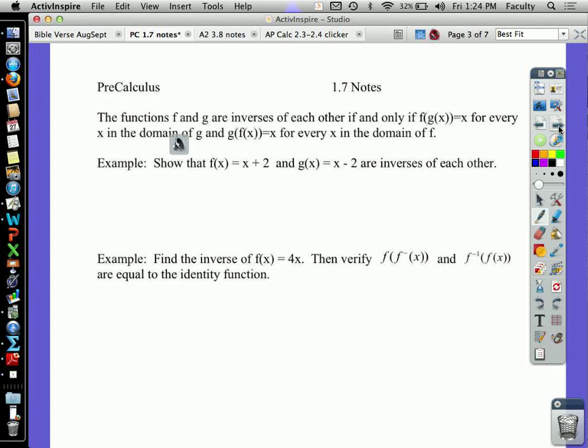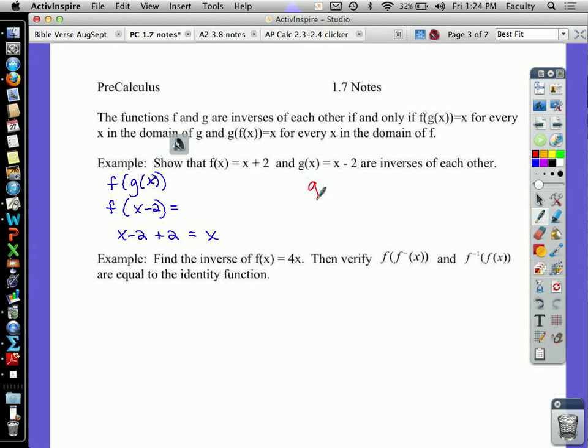So in my first example, it says show f of x equals x plus 2, and g of x equals x minus 2 are inverses of each other. So what that means is we want to do f of g of x. So I'm going to replace g of x with x minus 2. And then you go to the f function, and it says input plus 2. Okay, input plus 2. My input is x minus 2, and then plus 2. Well, that's x.